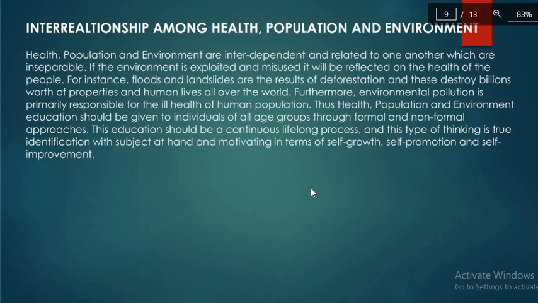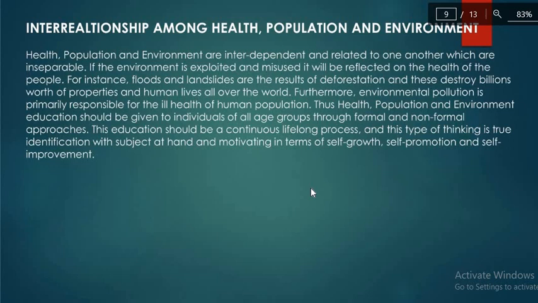Here is also an example. For example, floods and landslides are the result of deforestation, and these destroy billions worth of properties and human lives all over the world. Flood and landslide.